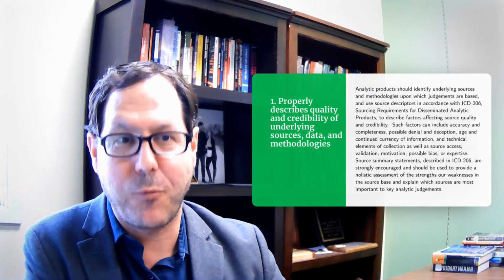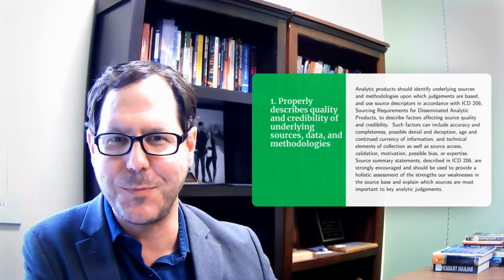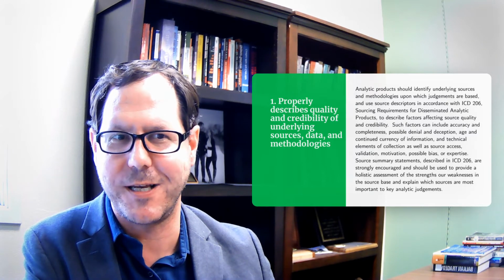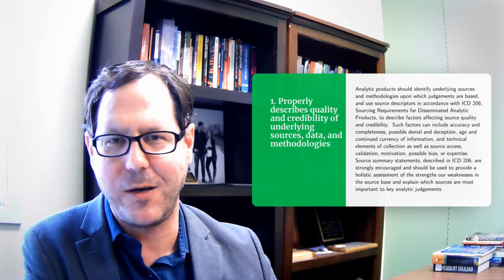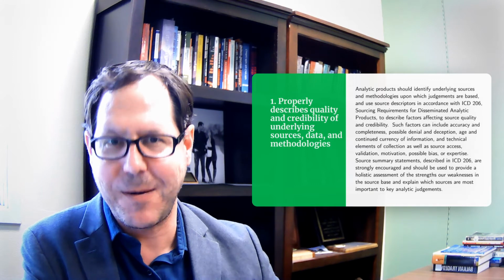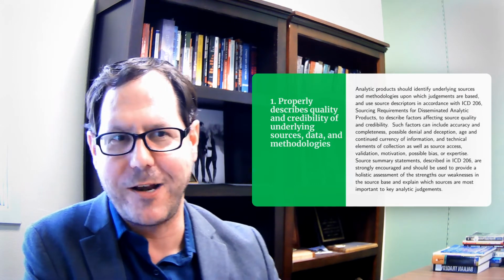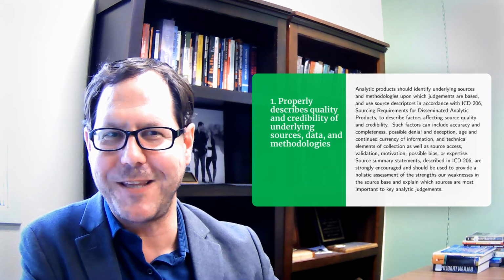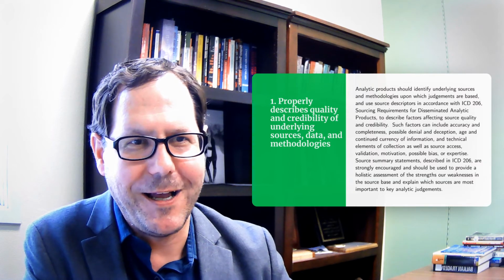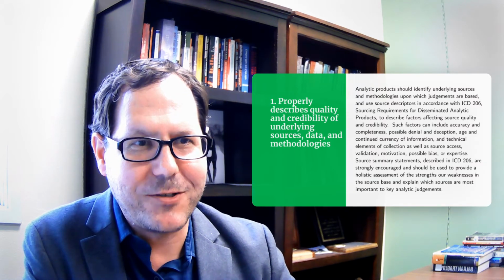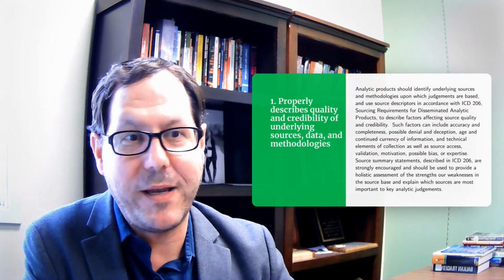disseminated analytic products. I read through 206, and it's primarily about how you cite your sources, how you communicate the reliability or concerns you might have about your sources, and provide that as additional documentation alongside your analysis. So if you're curious what that is, that's what that's referring to. You should do that, to describe factors affecting source quality and credibility.